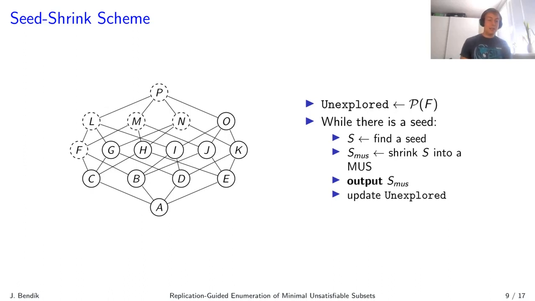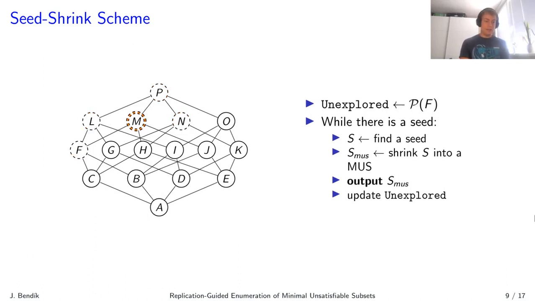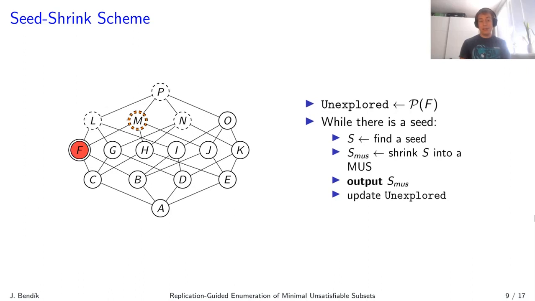A seed is an unexplored subset that is unsatisfiable. In this particular example, we have 5 seeds, so we identify one of these seeds, say M. Subsequently, we shrink M into a MUS, say F. Now we can propagate the unsatisfiability of F to the power set, and by the definition of a MUS, we also know that all subsets of F are satisfiable, so we can propagate the satisfiability through the power set like this. And now we continue with the next iteration, so we find another seed.